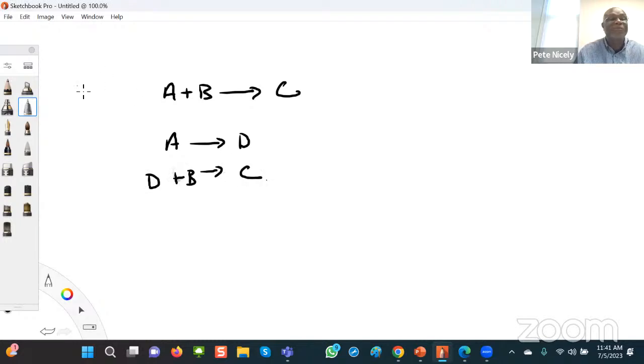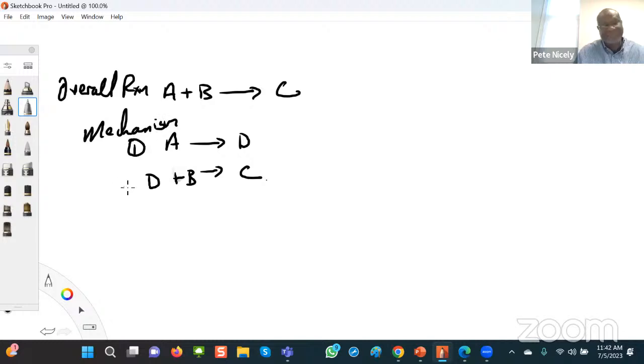So this is the overall reaction. And this down here would be the mechanism, right? And as you can see, this is a simple two-step mechanism. So this is step one, this is step two, all right? So basically in any mechanism, first thing I'm going to say is that in the mechanism as it relates to the overall equation, whenever you add all the equations in the mechanism, you should get the net overall reaction.